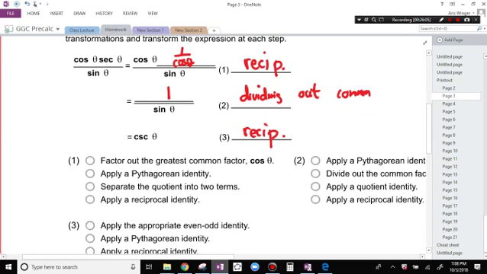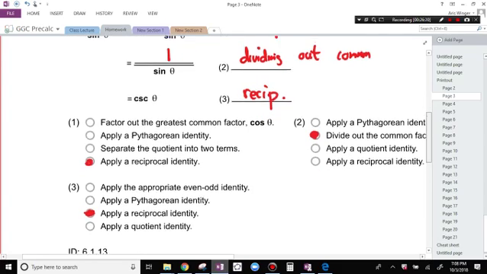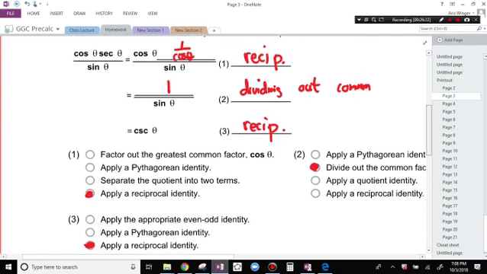What did we do? We applied the reciprocal identity, right? Then we divided out the common factor. Then we again applied the reciprocal identity. Questions about that one?